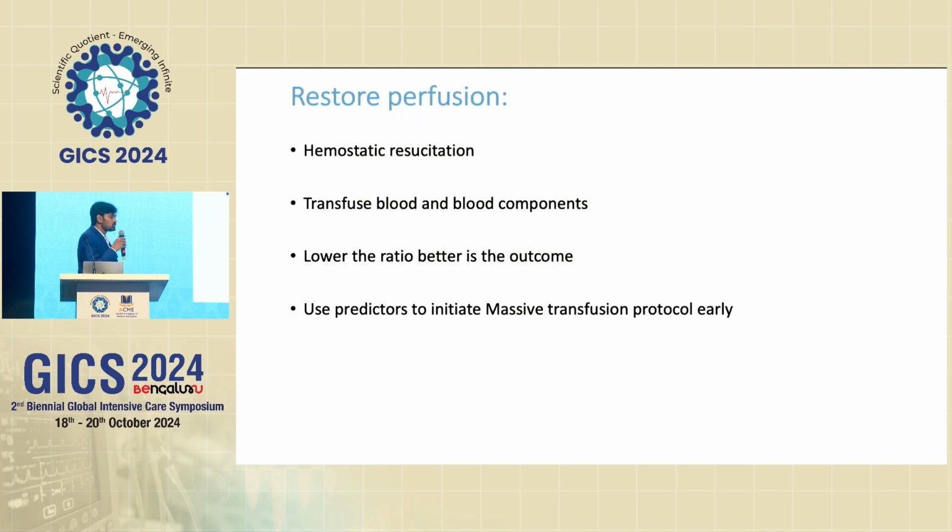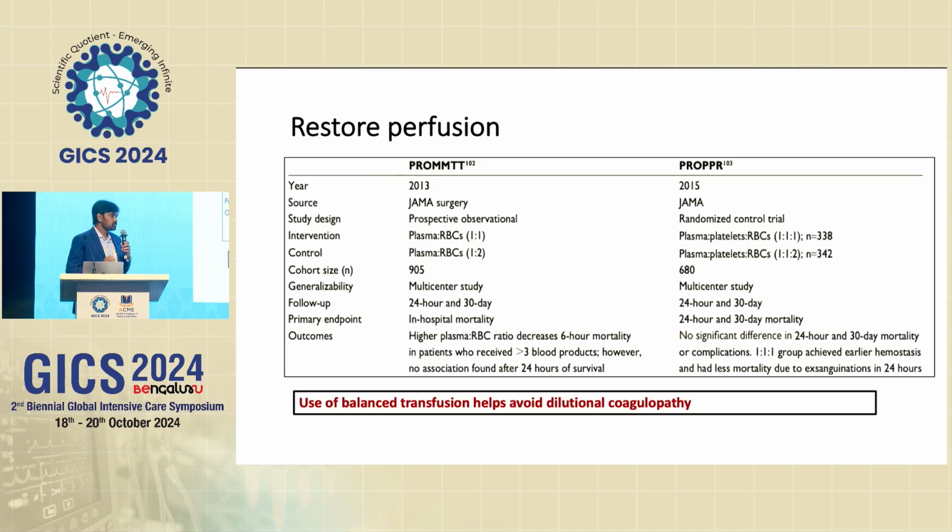So how do you restore perfusion? Perfusion should be restored by blood and blood products. You lose blood, you replace blood. There is no point in giving crystalloid because you are not going to increase oxygen delivery to the tissues. You are going to cause more harm. And the lower the ratio of blood and blood component transfusion, the better the outcome. You have to activate your massive transfusion protocol early. The massive transfusion protocol itself is a misnomer, because activating it early results in less transfusion of blood products rather than activating it late.